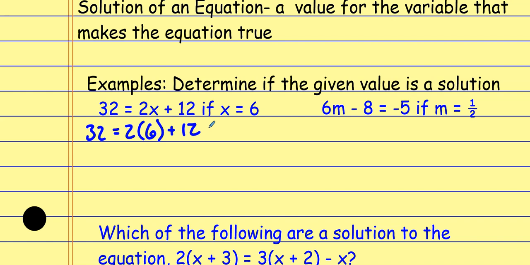See, the 32, that's already simplified. I can't do anything over there. But on the other side, I have multiplication and addition. Order of operations, I do the multiplication first. So that's a 12. Next, I do the addition, which gives me a 24. And now I have a statement that says 32 equals 24. That is a false equation. These are not equal to one another. This is a false equation. And what that tells me is that x equals 6 is not a solution.